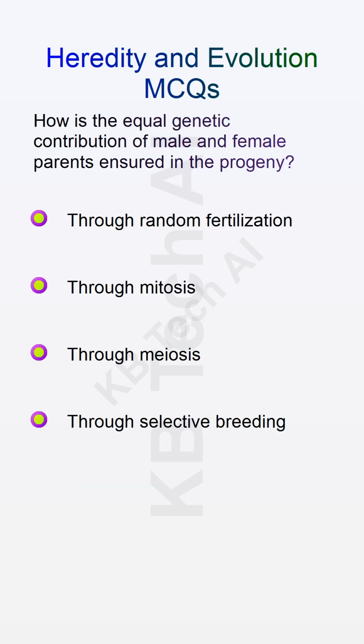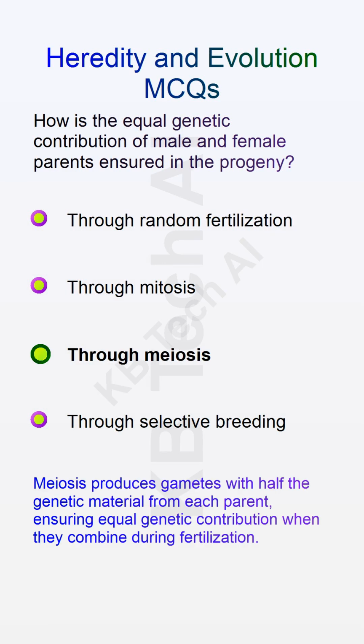How is the equal genetic contribution of male and female parents ensured in the progeny? Option 1, through random fertilization. Option 2, through mitosis. Option 3, through meiosis. Option 4, through selective breeding. The answer is option 3, through meiosis.